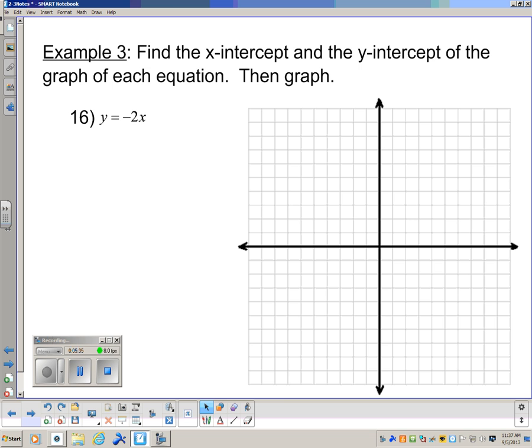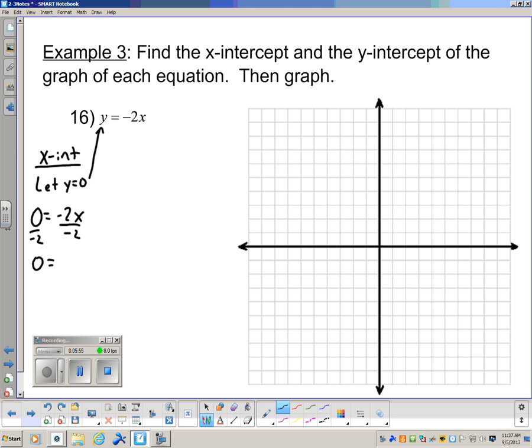Let's look at another example there. So y equals negative 2x. Again, to find the x-intercept, I'm going to let y equal 0. So I'm going to take that and plug it in there. So I get 0 equals negative 2x. Got to get the x by itself. Divide by negative 2. And so this is 0, so x ends up being 0 there. So my x-intercept here is right there at 0.